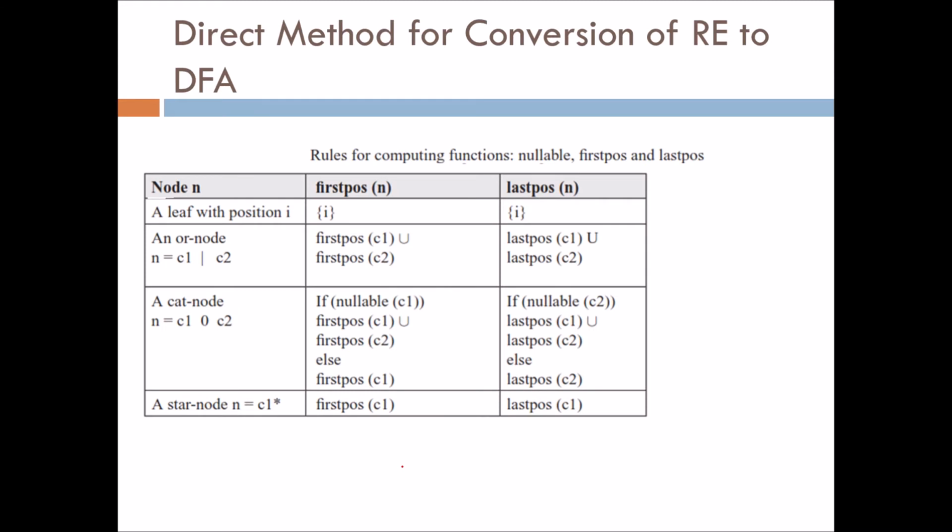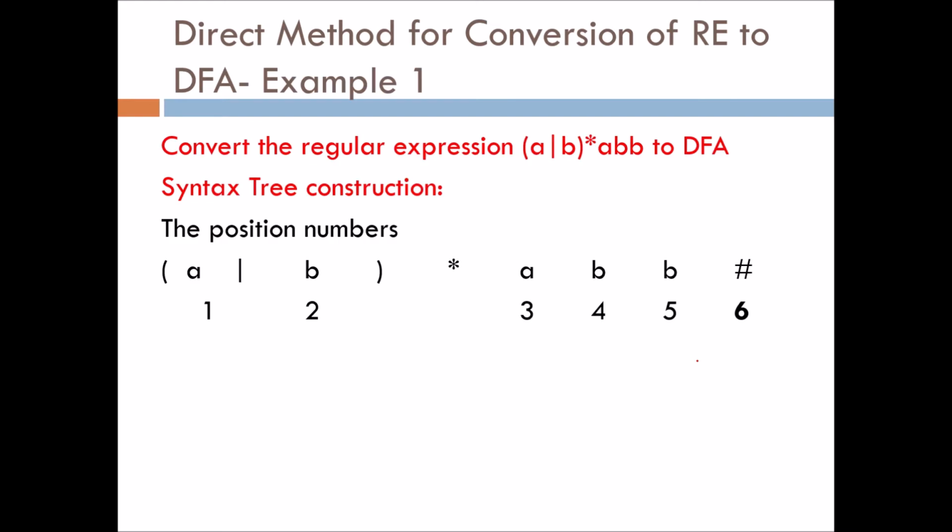And we'll be using this table to compute the firstpos and lastpos values. Initially, after the construction of the tree, we will find the values for nullable, firstpos and lastpos. We'll go through this table as and when we are solving the numerical. So let us consider this to be the first regular expression, and we want to convert this regular expression to DFA directly.